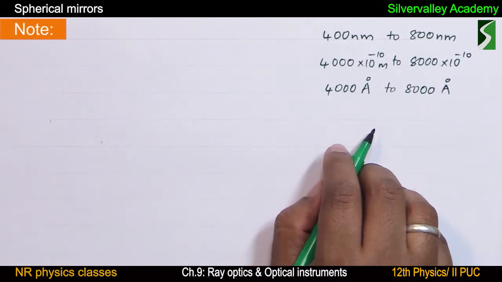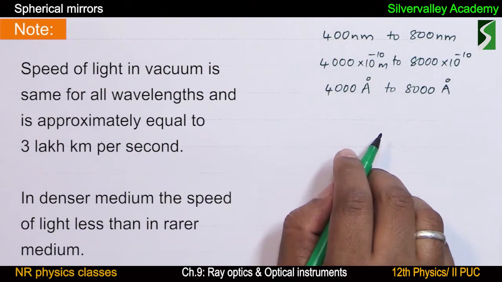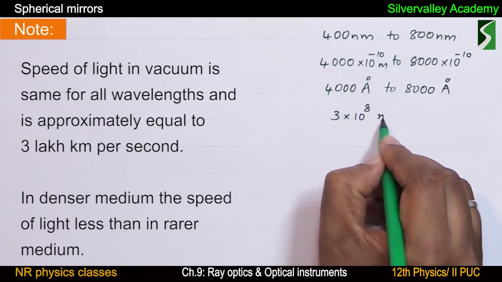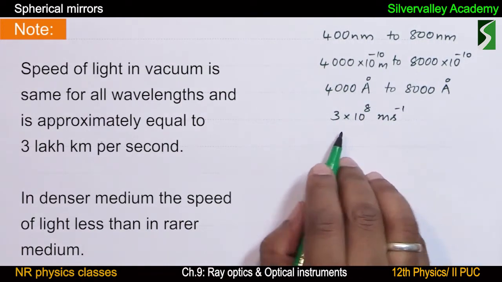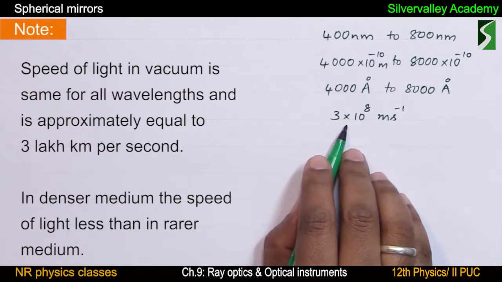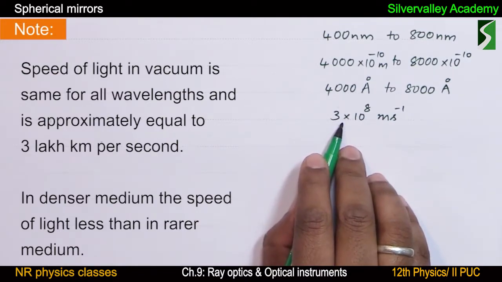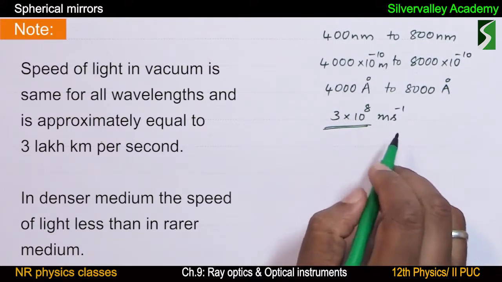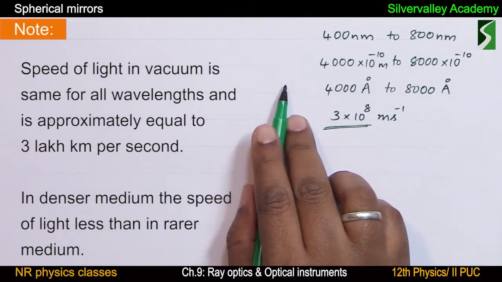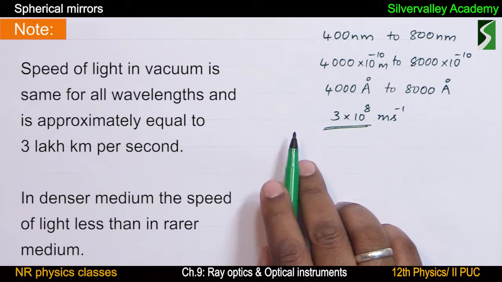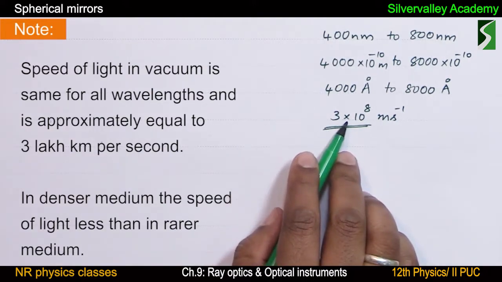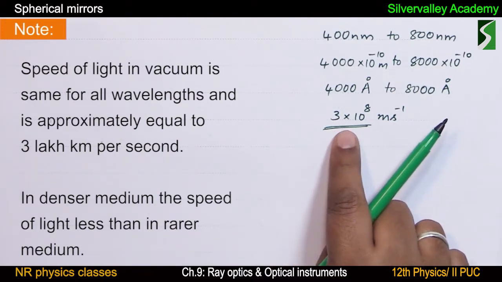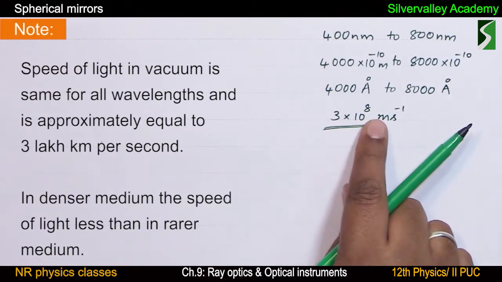Next, speed of light in vacuum is same for all wavelengths and is approximately equal to 3×10⁸ meter per second. This is a beautiful number, magic number, and this is always approximate number because this value depends on the experiment. So after doing experiment, after measuring the speed of light, one should get this, right? Many experiments revealed that it is very close to 3×10⁸ meter per second, not exactly 3, but still widely accepted value for all our calculations is 3×10⁸.